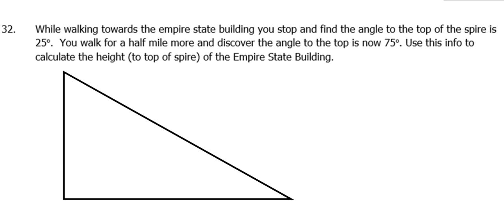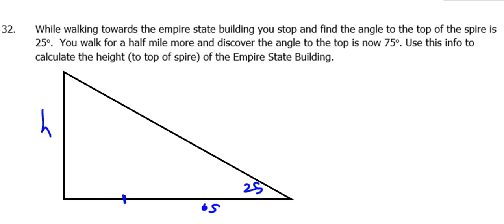So, you're walking towards the Empire State Building. You look up. So it's 25 degrees when you look up to the top. We're trying to find the height here. You walk half a mile. So we'll say this is half a mile.